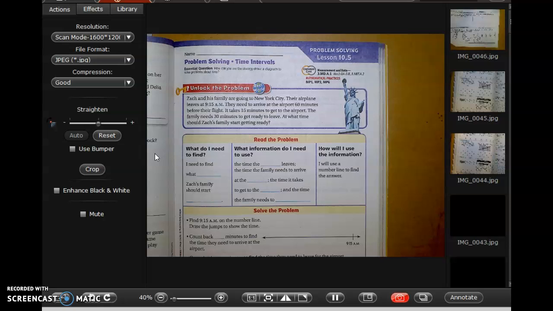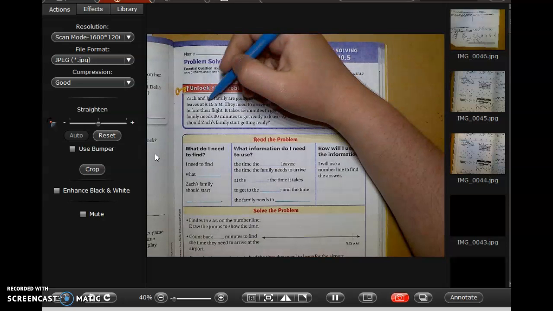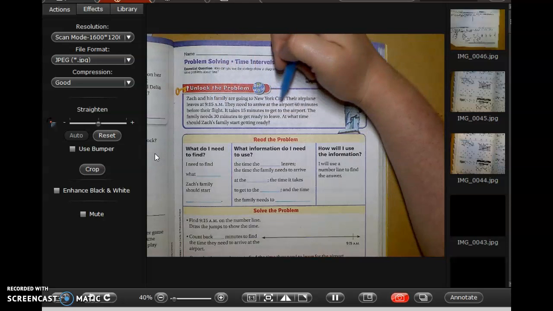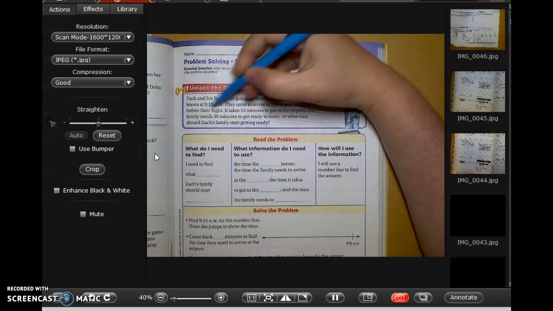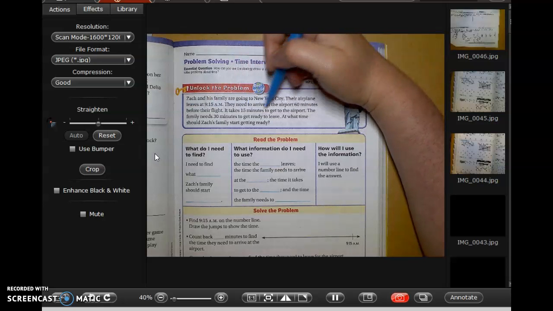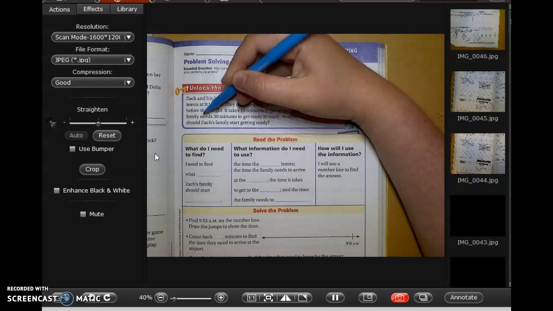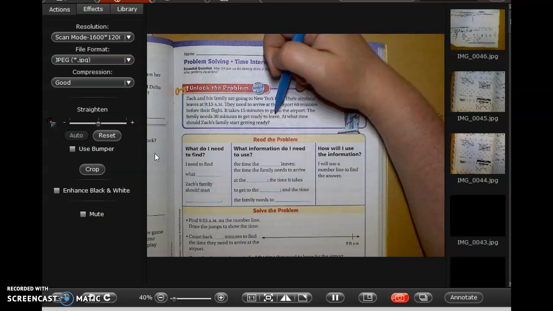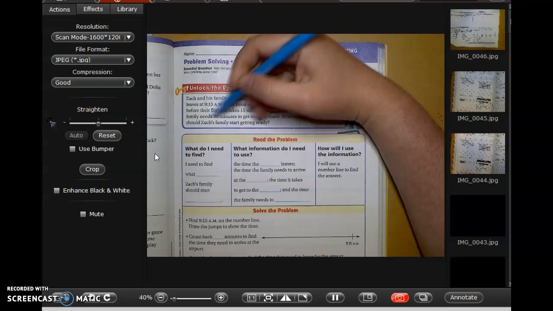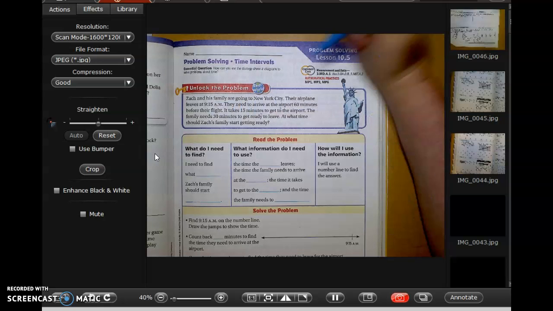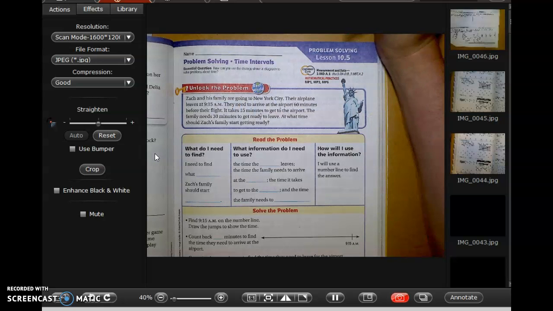The airplane leaves at 9:15 a.m. They need to arrive at the airport 60 minutes before their flight. It takes 15 minutes to get to the airport. The family needs 30 minutes to get ready to leave. At what time should Zach's family start getting ready? A lot of information there, so let's dive into that information here.